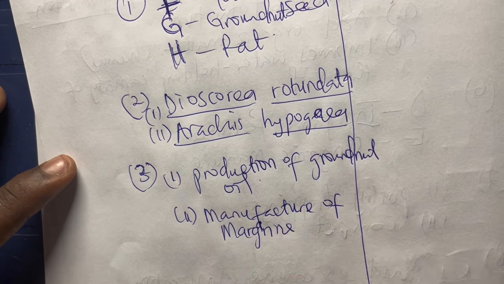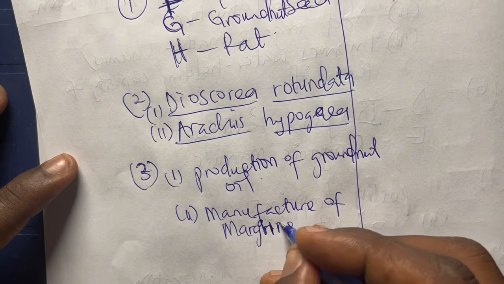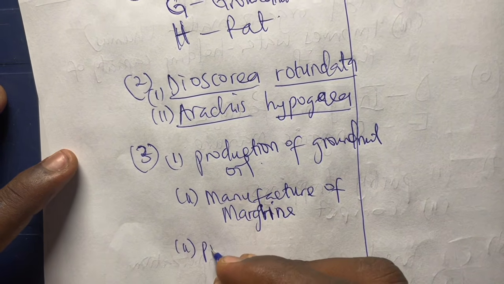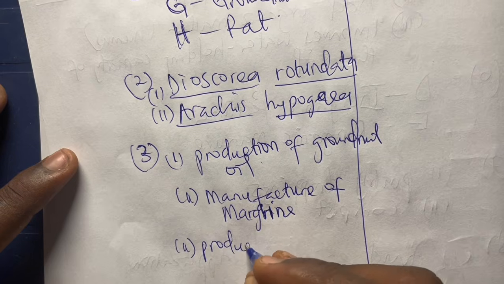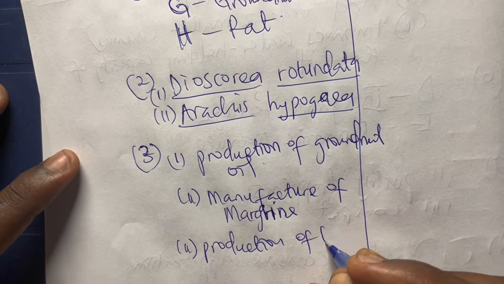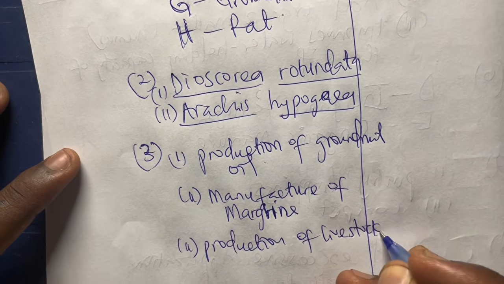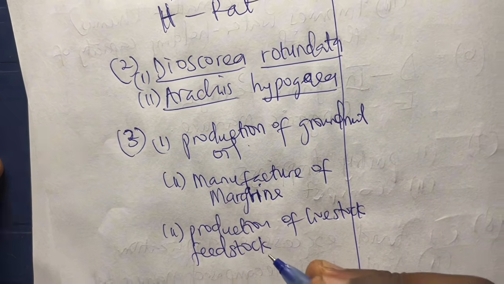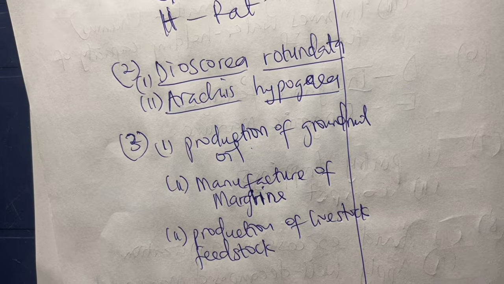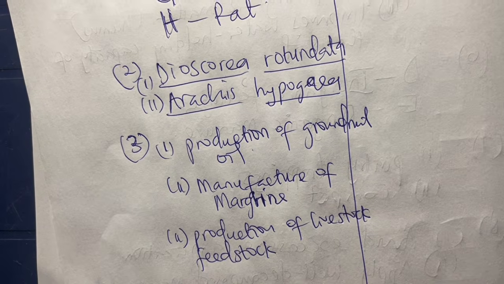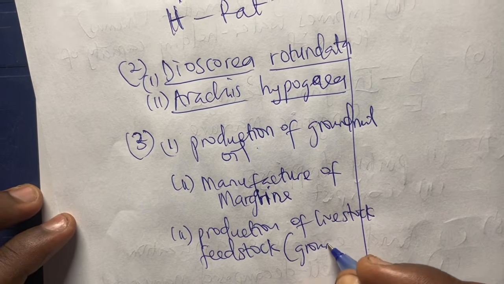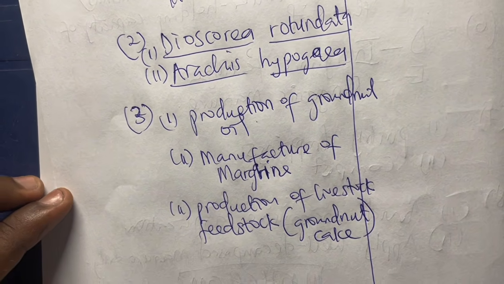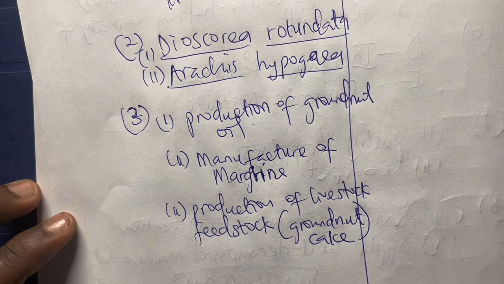And also, it is used in the production of livestock feed. Livestock feed simply means the food that livestock feed on. So they use specimen G to produce livestock feed, such as groundnut cake. Yoruba people call it kuli kuli.